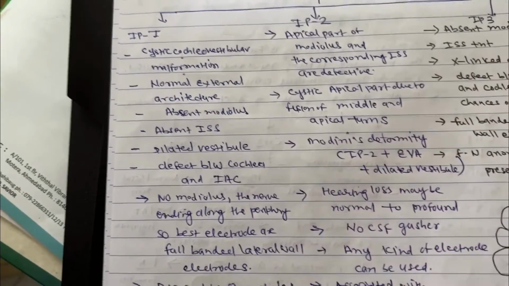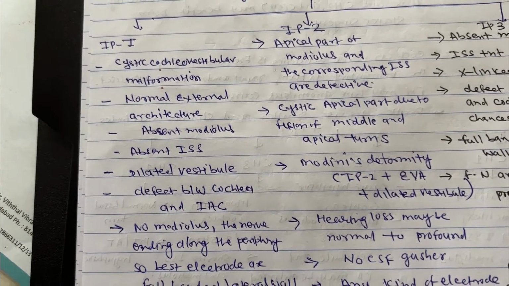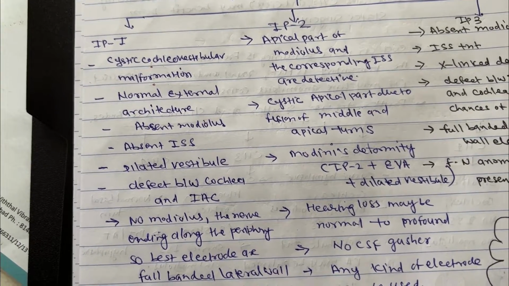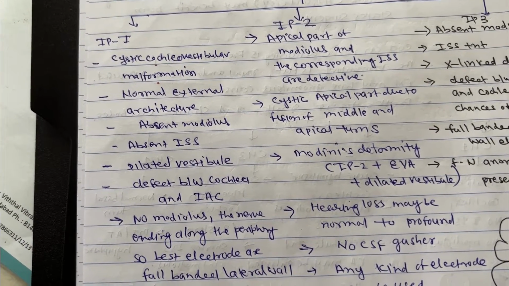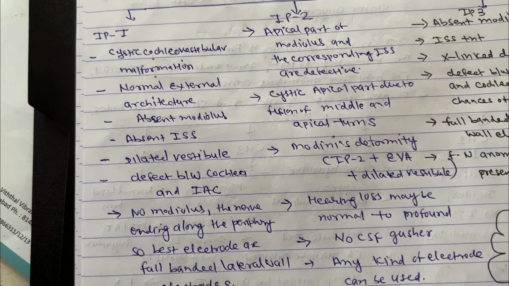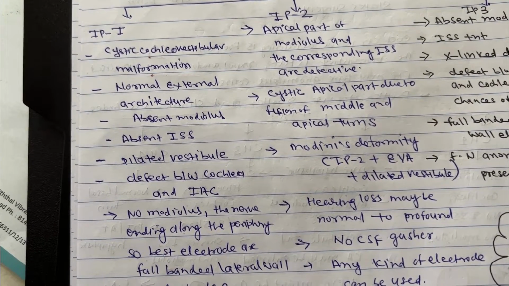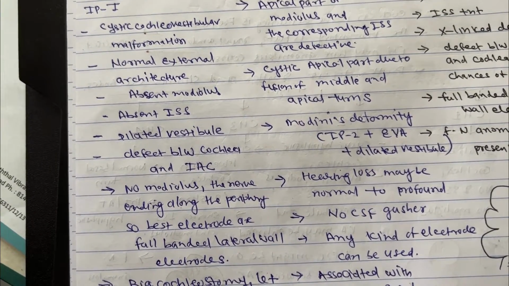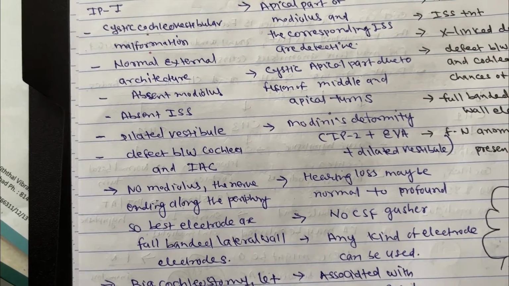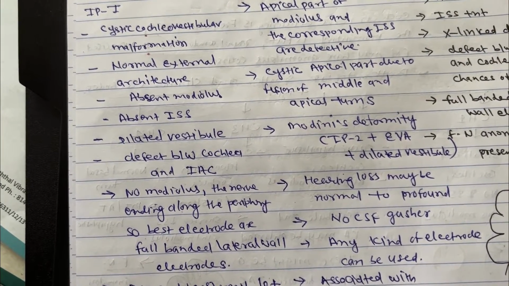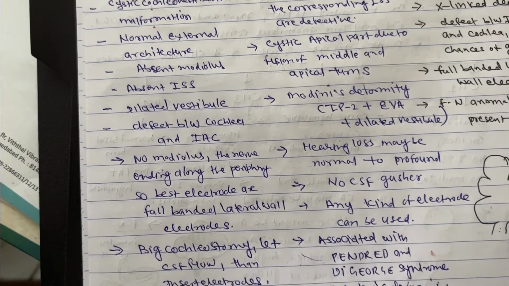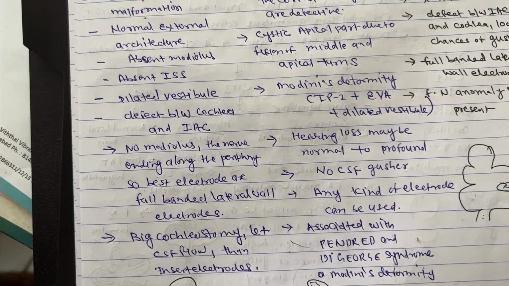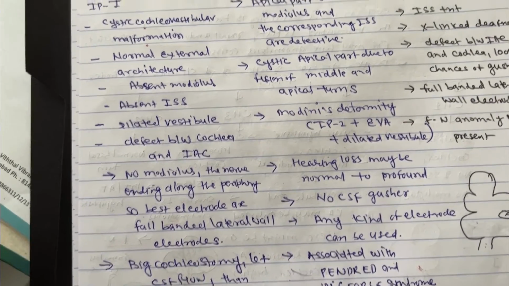Now talk about type 1. Type 1 is cystic cochleovestibular malformation in which the normal external architecture of the cochlea is there, but the modiolus and the interscalar septum are absent. Dilated vestibule, with a defect between the cochlea and internal auditory canal. No modiolus for the nerve endings along the periphery, so the best electrode for IP1 is the full banded lateral wall electrode. A big cochleostomy should be done in cochlear implantation, leading to CSF flow, then you can insert the electrode.